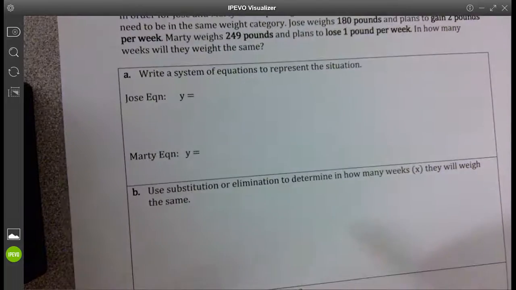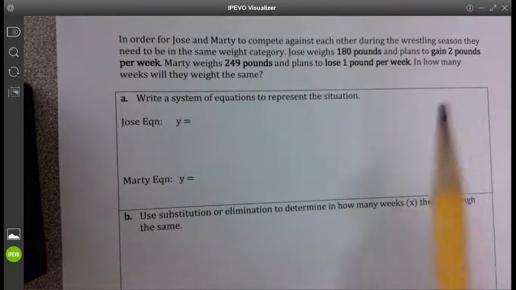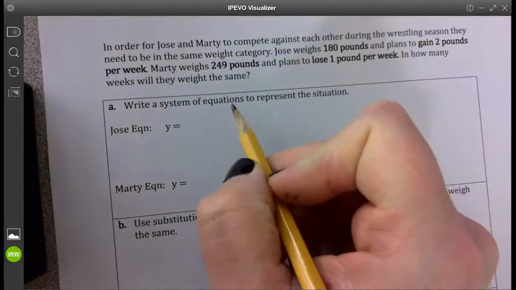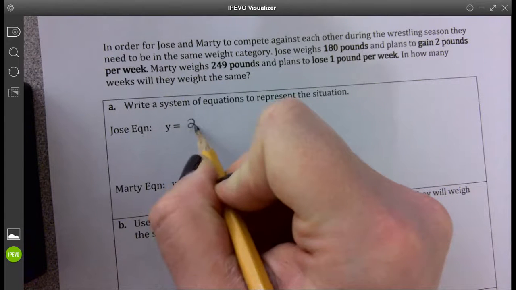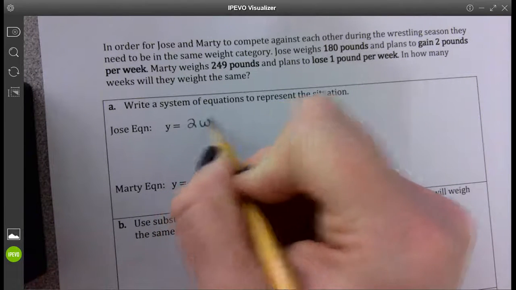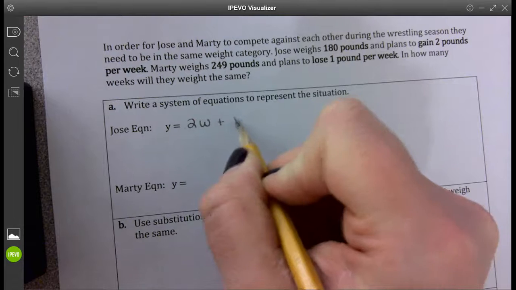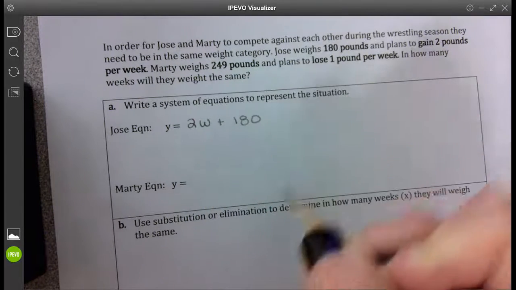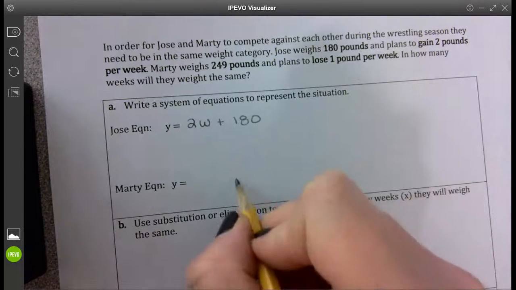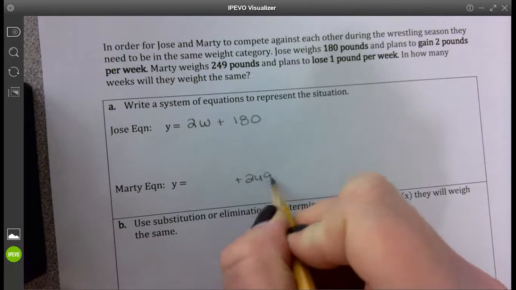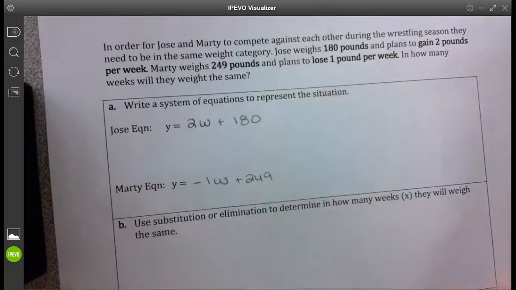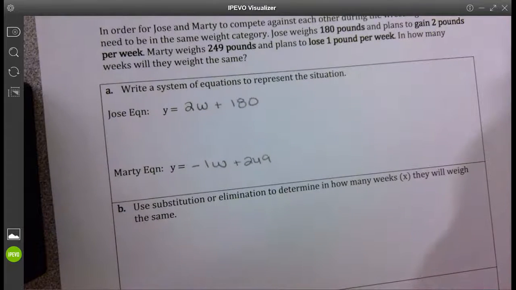So we begin with B and we move with M. That's a constant rate of change. So the rate of change for Jose is to gain a positive 2 pounds per week, but we're starting at 180. Marty, we're starting at 249 and he's losing 1 pound per week. You don't have to write the one, but it helps to see that.